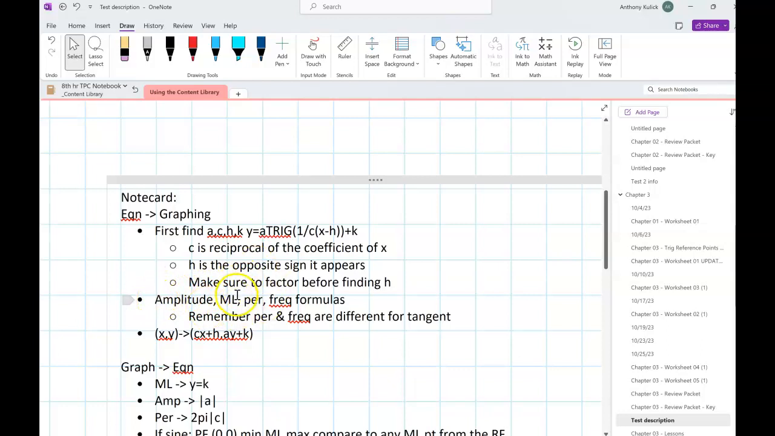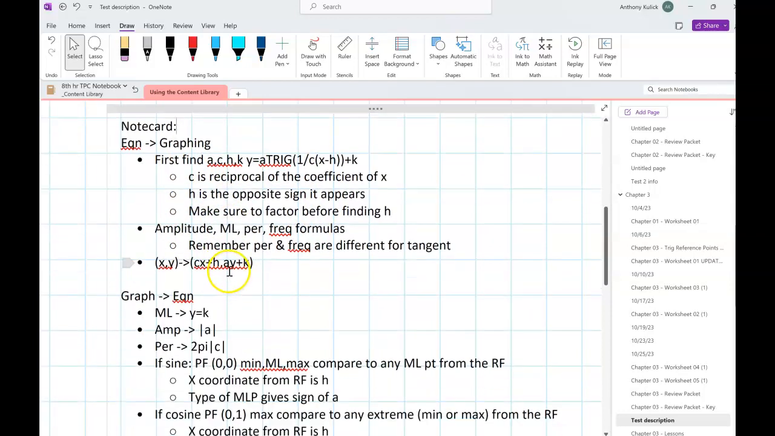On those graphing problems, I'd ask for amplitude, midline, period, and frequency. So I'd want to make sure I put those formulas on. And I need to remember that the period and frequency formula for tangent is different than the formula for sine and cosine. So I'd want to have both sets of formulas for period and frequency, the ones for sine and cosine and the ones for tangent. And then I want to make sure I have that transformation map, Cx plus H, Ay plus K. That's how I find my new points. And if you want to include an example of doing this, that's fine. But that's kind of the directions I would leave to myself as to what I need to do.